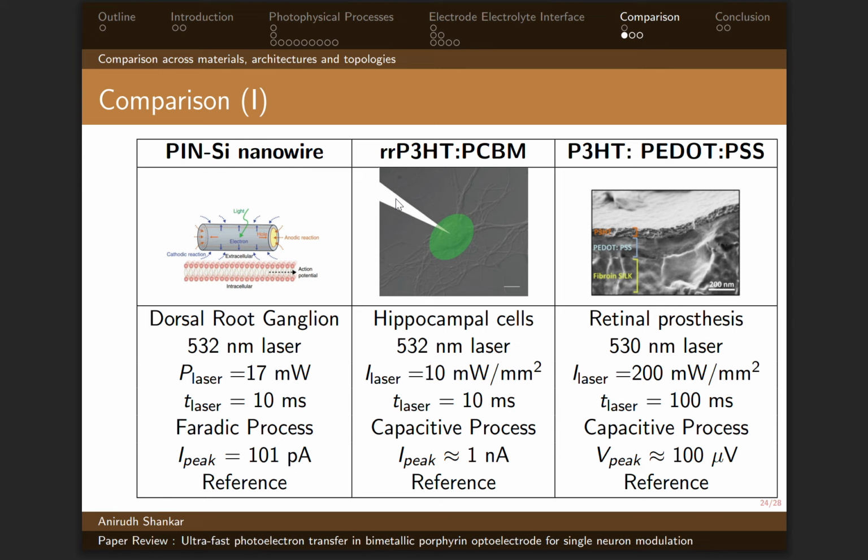The next is a P3HT PEDOT PSS blend that was used for renal prosthesis. The laser used here is typically of the same order, 530 nanometer. However, the intensity and time period of the laser are drastically larger. The intensity of the laser is 200 milliwatt per millimeter square, whereas the laser time period is also 10 times larger, that is 10 milliseconds. The process is still the same, a capacitive process, and the peak voltage reported is about 100 microvolt.